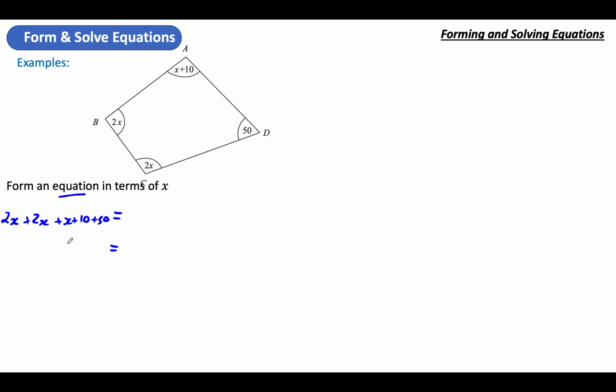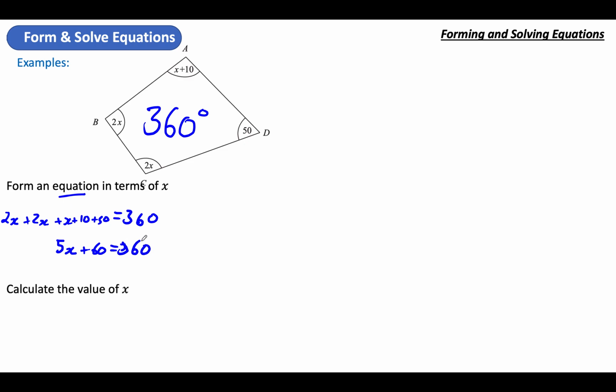2x plus 2x plus 3x makes 5x, and 10 plus 50 is 60, right? So I've just simplified it, added them together. But you're right, it's a four-sided shape. The angles in a quadrilateral add up to 360. I've added them up, so they must be equal to 360. Then calculate the value of x. That means solve your equation, right? I'm just going to rewrite it down here. Plus 60 equals 360. Take away the 60 from both sides. So 5x is equal to 300.